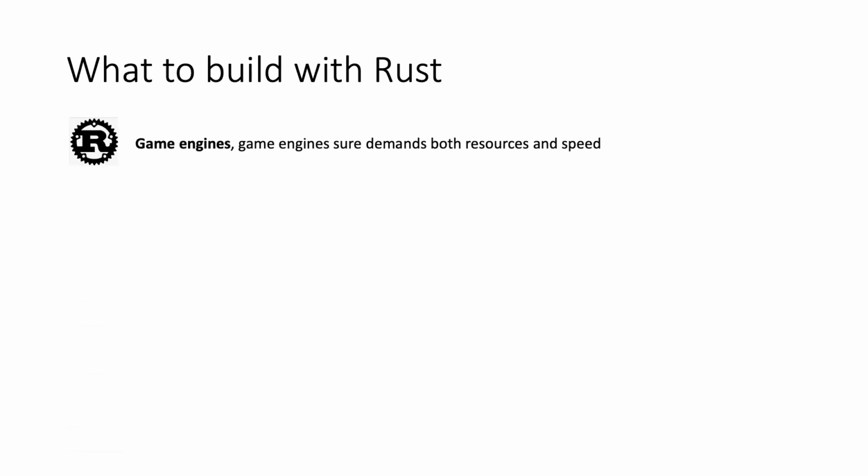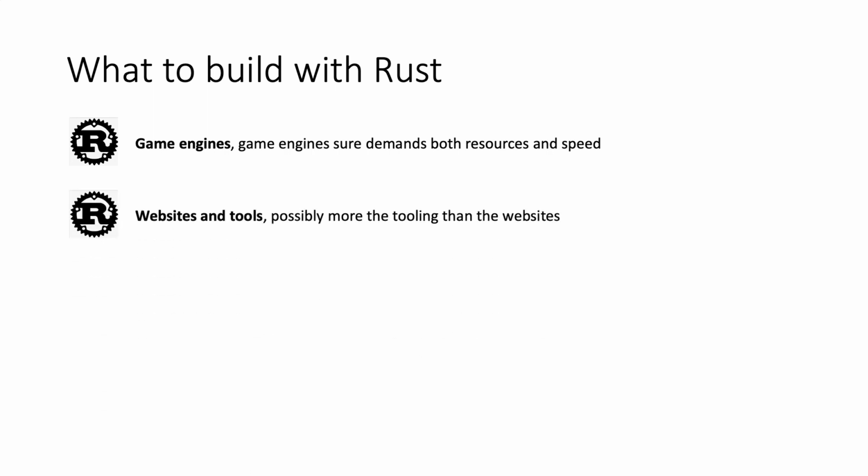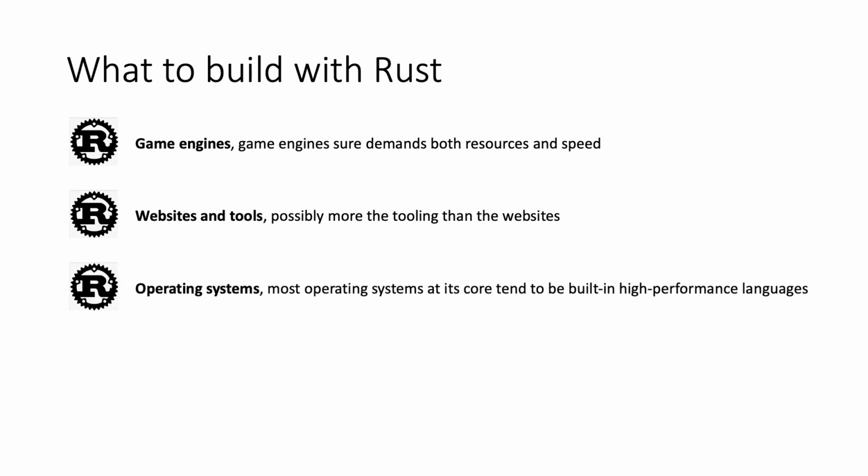So what can you build with Rust? Well, because it's really high performing, you can create game engines because they require resources and speed, and Rust is giving you both of those. You can also build websites and tools, but maybe it's more heavy on the tooling side than that of websites. I've seen a lot of compilers, for example, being built in Rust. Because Rust is so high performing, operating systems is something you can definitely build when you use Rust. Also, microcontrollers is a good area for you if you want to develop that in Rust as well.